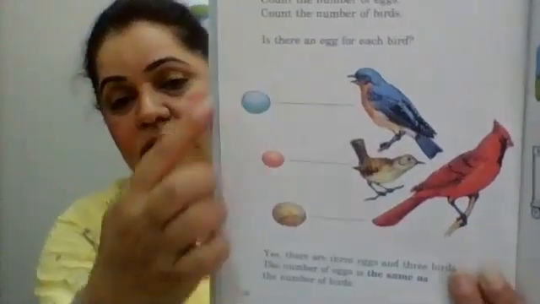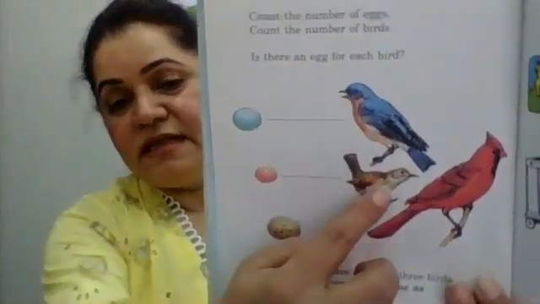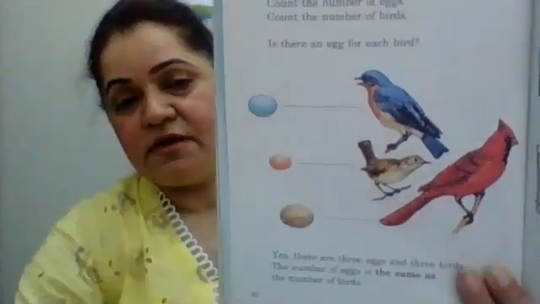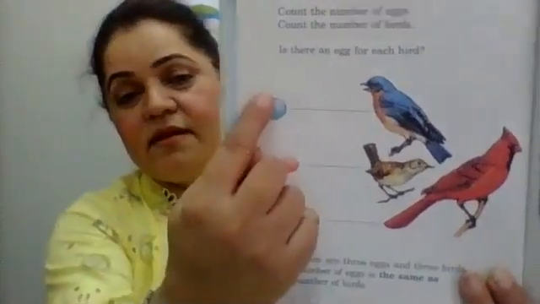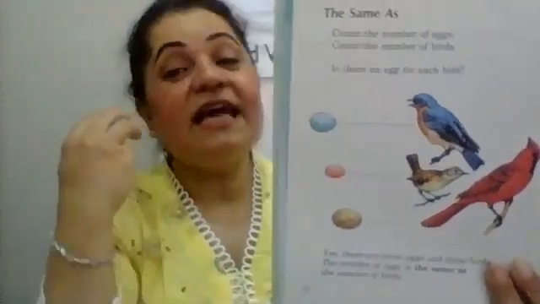And how many birds are there? 1, 2, and 3. So are they equal? Is the number of eggs the same as the number of birds? What do you think? Same? 1, 2, 3. 3 birds and 3 eggs. So that means that, yes, there are 3 eggs and there are 3 birds. The number of eggs is the same as the number of birds, right? That's great.